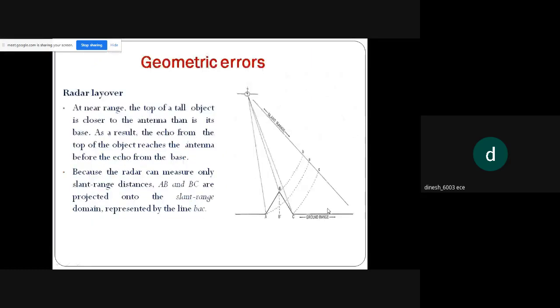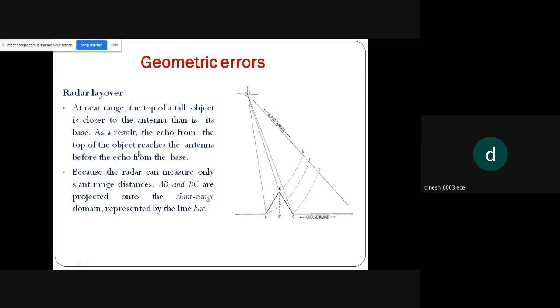So during this, there could be some errors occurring, the first one being geometric errors. In the geometric errors, the first one is your radar layover. At near range, the top of a tall object is closer to the antenna than its base. You can see A, B, B dash and C. If any buildings or any high towers are present, from the surface they will obviously have height. So that will occur as a radar layover.